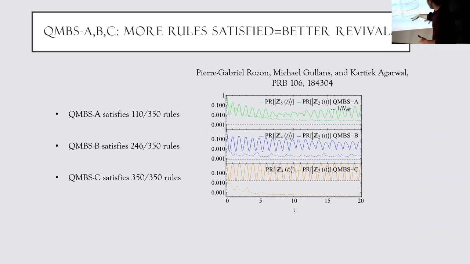So on the x-axis is time and on the y-axis, it's essentially just a measure of how strong the revivals are. And we see that when we satisfy a small number of rules, it seems like the revivals are quite erratic. But as we increase the number of rules to all the rules satisfied, then we get perfect revivals, right? So the state just comes back to itself perfectly in time.